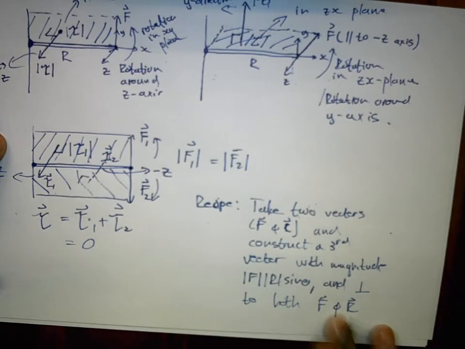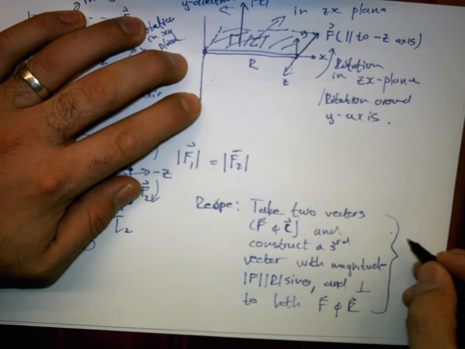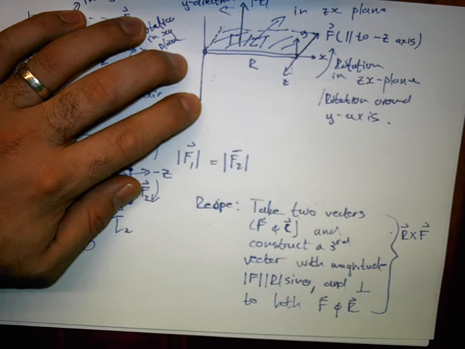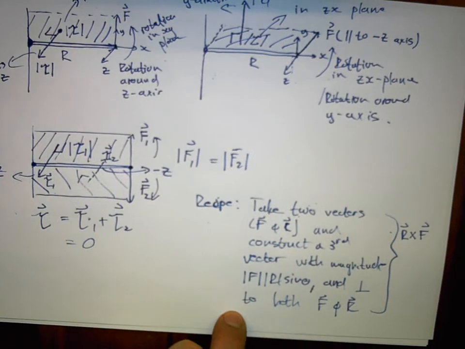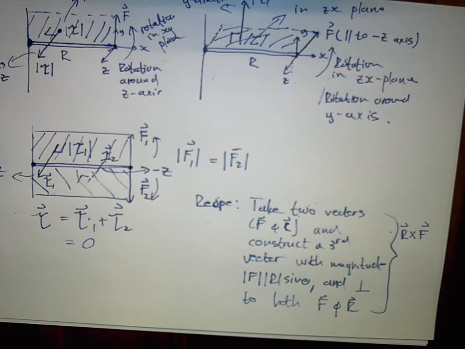And the shorthand for all of this is just we take the cross product of r with f. So this recipe in English is what the cross product means. So every time you see a cross product, you say, okay, I must construct a third vector combining r and f. The vector I construct must be perpendicular to both of them and must have this magnitude. You can do it for other vectors as well.